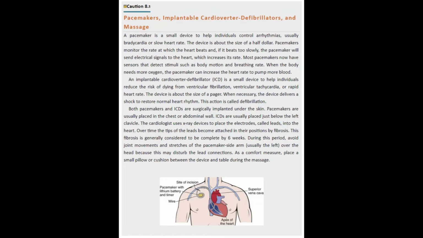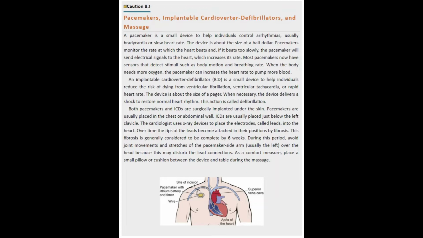If your client has a pacemaker, let's check this out. So a pacemaker is a small device that helps individuals control arrhythmias, usually bradycardia or slow heart rate. So it sort of jolt starts it to go ahead and beat again. The device is about the size of a $50, and pacemakers monitor the rate at which the heart beats. And if it beats too slowly, it will send electrical signals to the heart, which increases its rate.